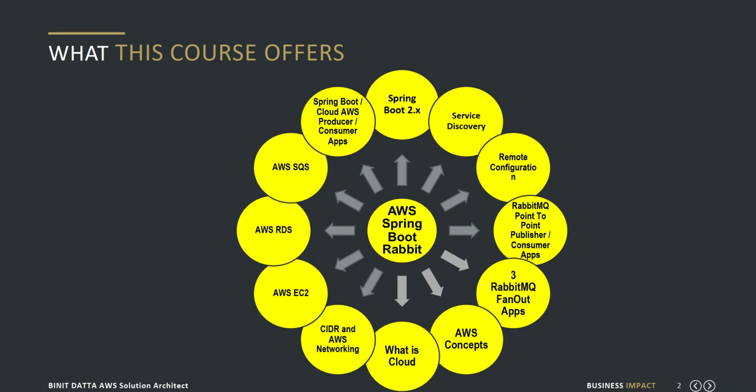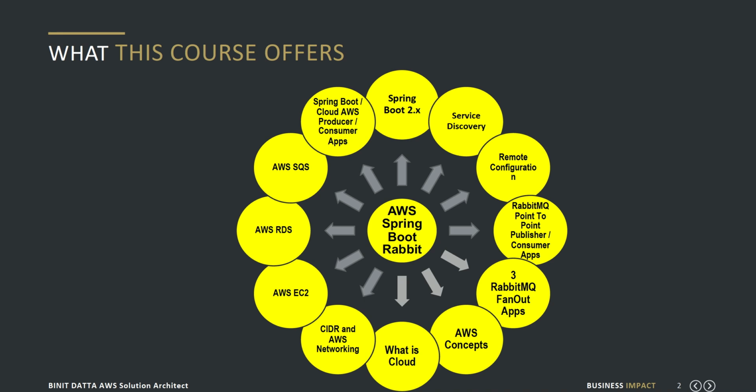Then we cover service discovery. Service discovery is a core part of the microservice ecosystem, and then we go on to remote configuration. That is another core part of the microservice ecosystem. Without covering at least these two, we cannot move along the microservice paradigm. Then we develop a couple of applications, a producer or publisher and a consumer, that will demonstrate the RabbitMQ point-to-point publisher consumer architecture.